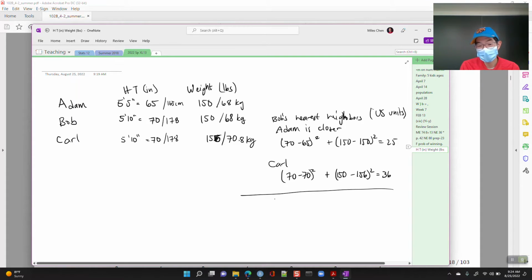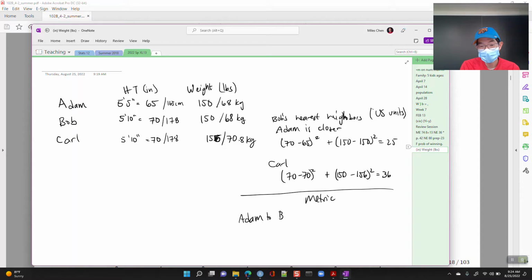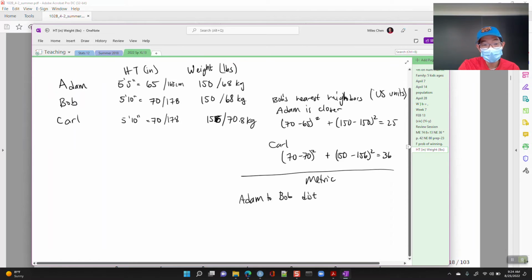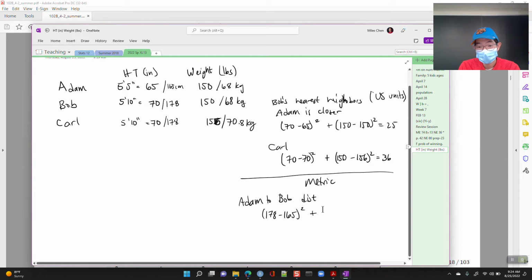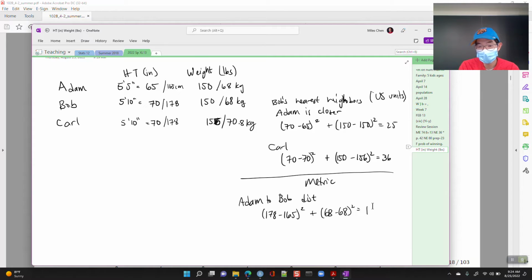But if you use metric, okay, so Adam to Bob distance is, what's Adam's to Bob's distance? 165 to 178, that's 13 squared, right? 178 minus 165 squared plus basically 68 minus 68 squared, so we get 13 squared, 169.